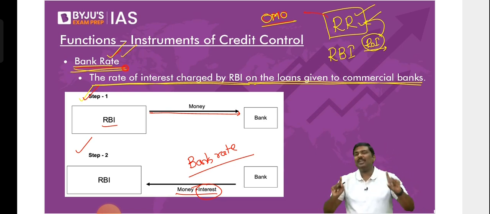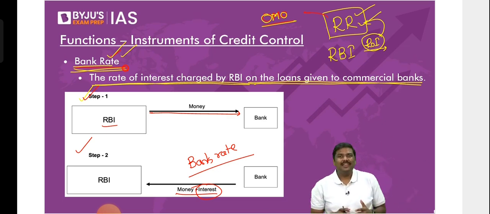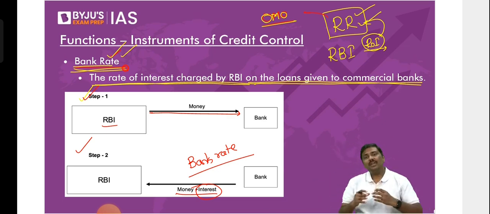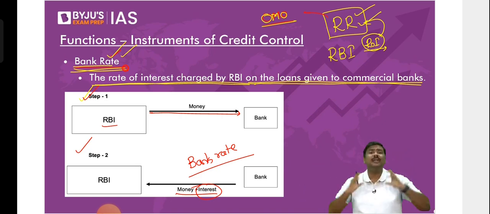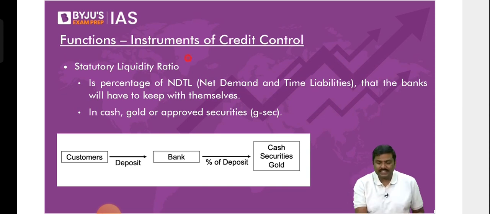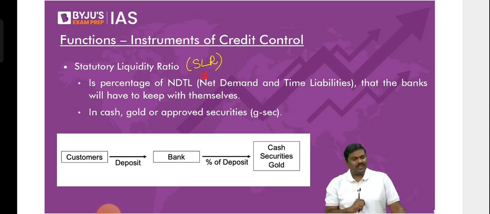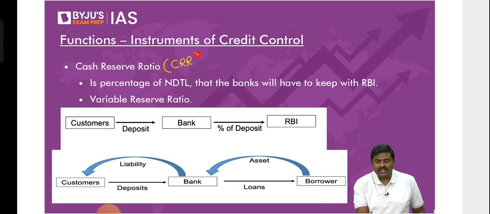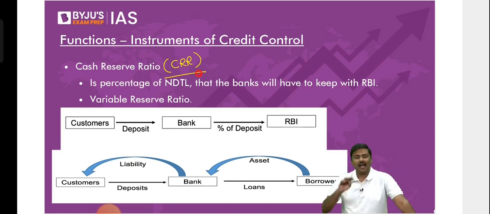Very, very important. Do not be confused here. Do not say that, sir, everything is one and the same. No, all the tools are not one and the same. RBI will use these particular tools as per the requirement in the economy. That is the concept of the bank rate. Next one, statutory liquidity ratio, SLR. I'll be discussing two concepts here. One is SLR. The second one is CRR, cash reserve ratio. SLR and CRR.